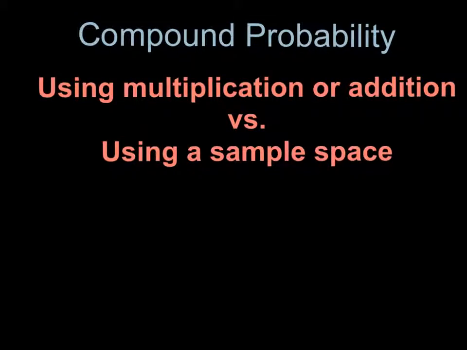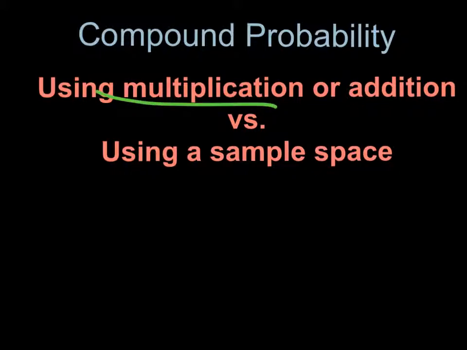So some students were confused with using their sample space, if they, for example, make a probability tree, or using the addition or multiplication rules for compound probability. So I just wanted to clear some things up. Just as a reminder, compound probability is when you have more than one event going on at the same time. An event is something that you want to happen.